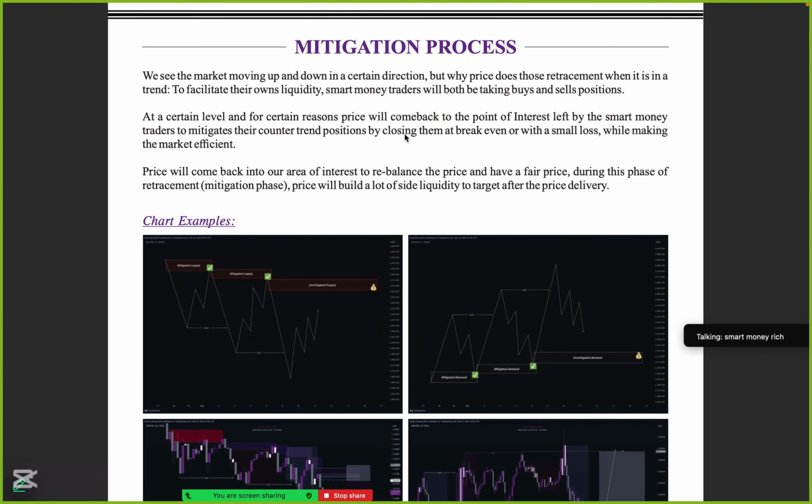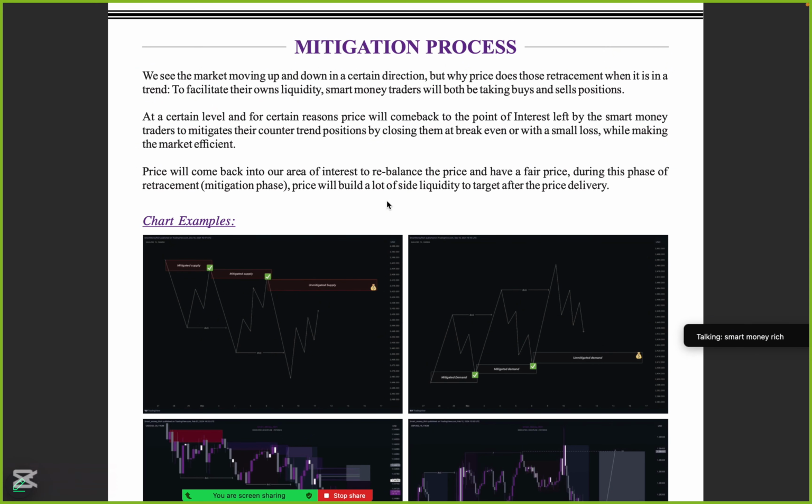So when we talk about the smart money concept or the smart money trading concept, one very important thing you often or always hear when we are talking about entries, change of character, supply and demand, is mitigation. You always hear about mitigation. It's a common term we use in the smart money world.